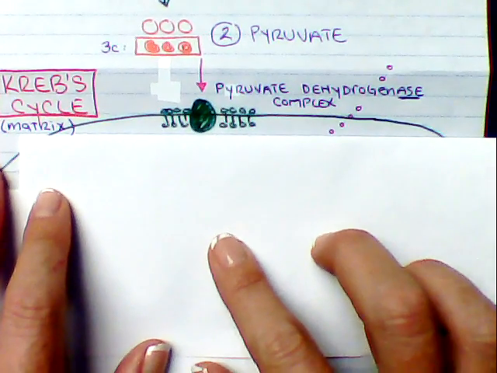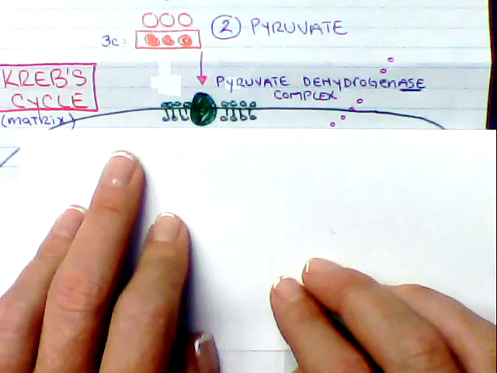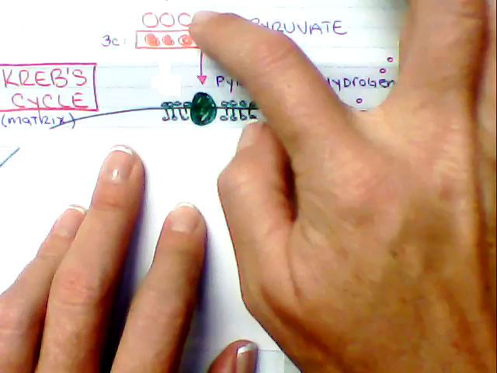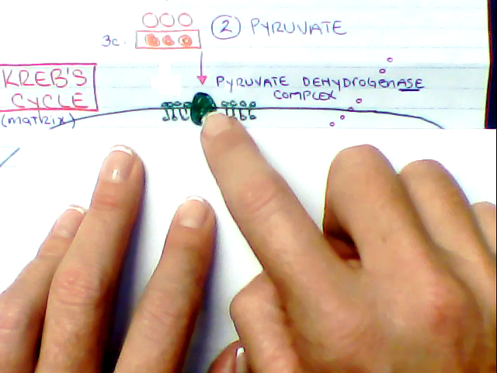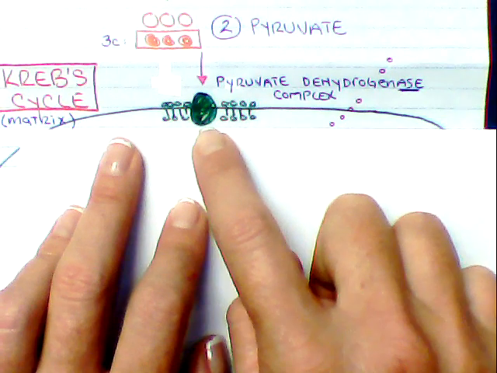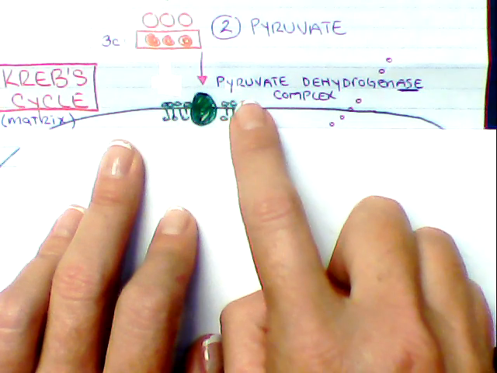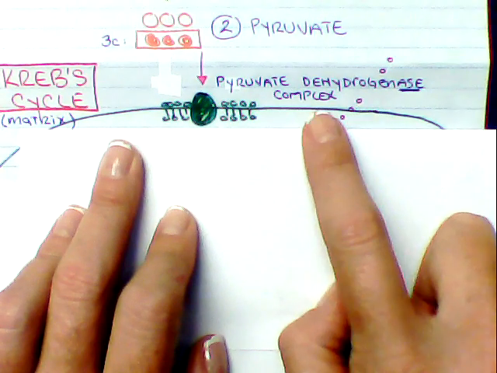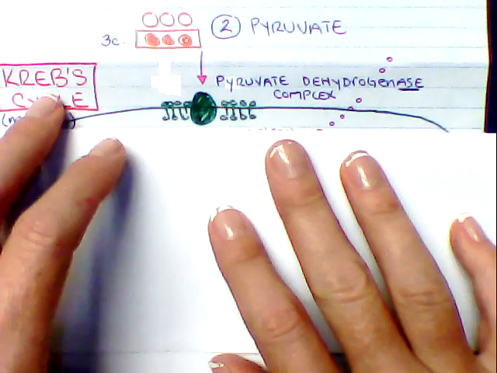So what happens to pyruvate? We're going to take one of the 3-carbon molecules, pyruvate, together they are pyruvic acid. We take 1 pyruvate and go inside the membrane of the mitochondria. The protein that allows pyruvate through is known as the pyruvate dehydrogenase complex. And again, because it ends in -ase, it means it's an enzyme.